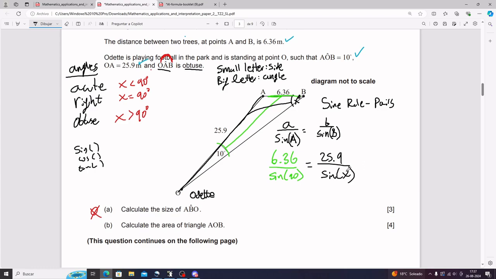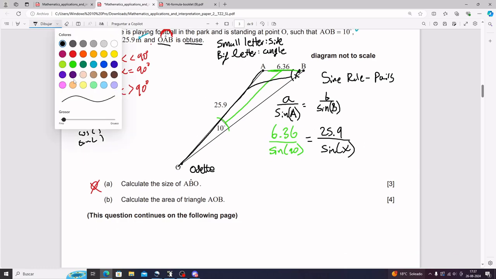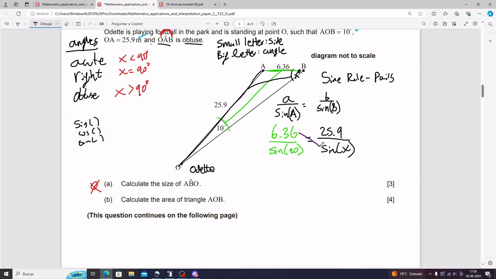And from here, you just need to get X alone. The procedure will always be the same. You will, technically, cross multiply here. So from here, you do this times this equaling this times this in an attempt to get X alone. So if you go ahead and do that, which helps you get rid of the fractions, by the way, you end up with sine X times 6.36 equals 25.9 divided by sine of 10.